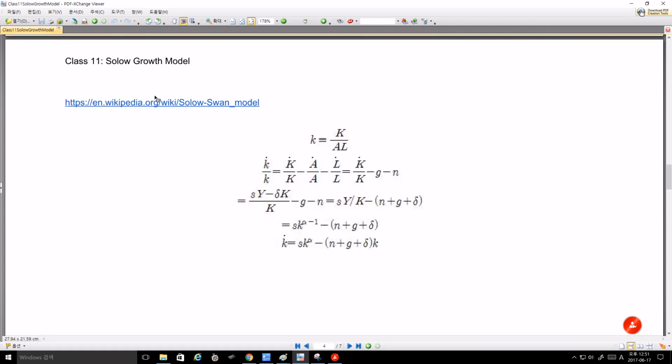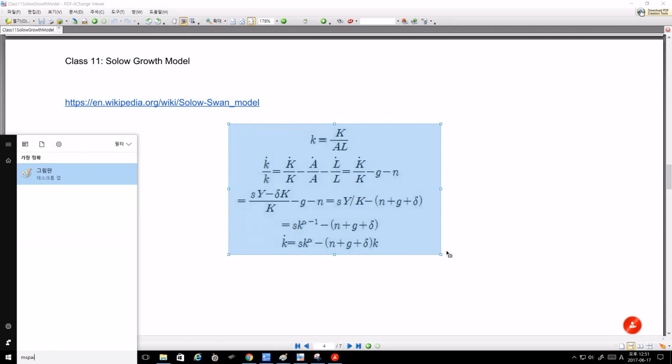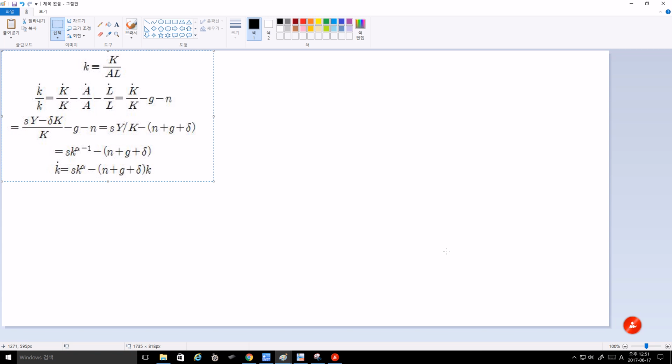Now, let's do a small operation. Small k is K over AL. So, k dot over k, well, basically this. Let's move this part. Right? We have this relationship. And then, basically, as you can guess, k dot over k is, as I showed, the derivative of log small k with respect to dt, right? We know that because k dot is this one.